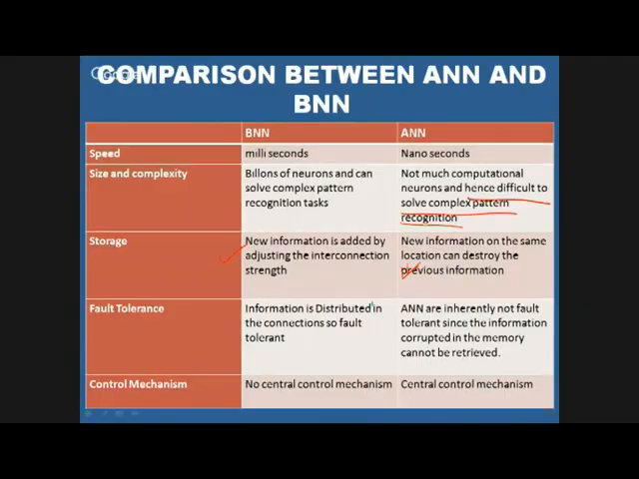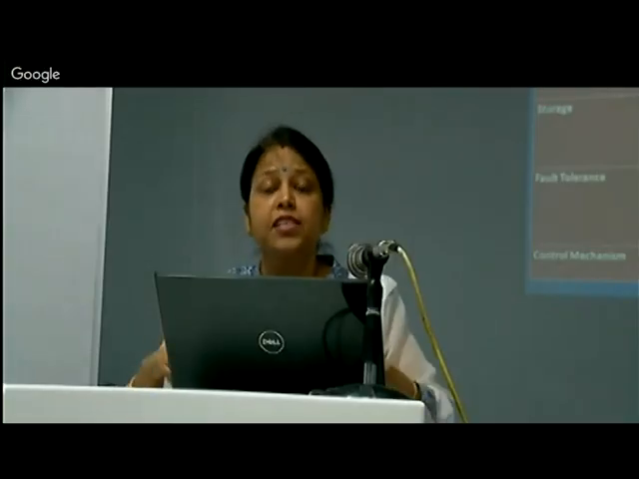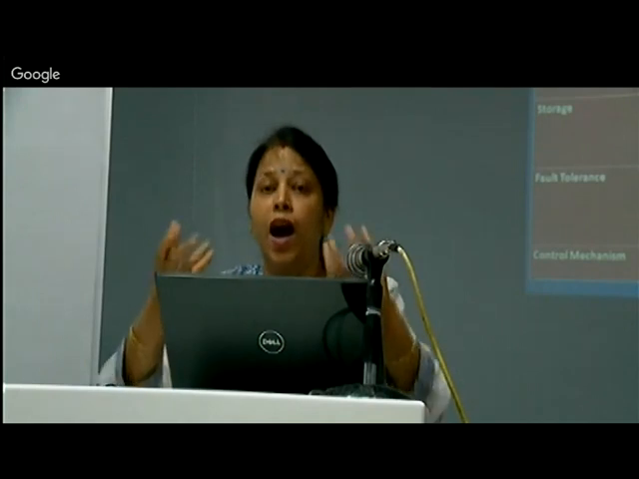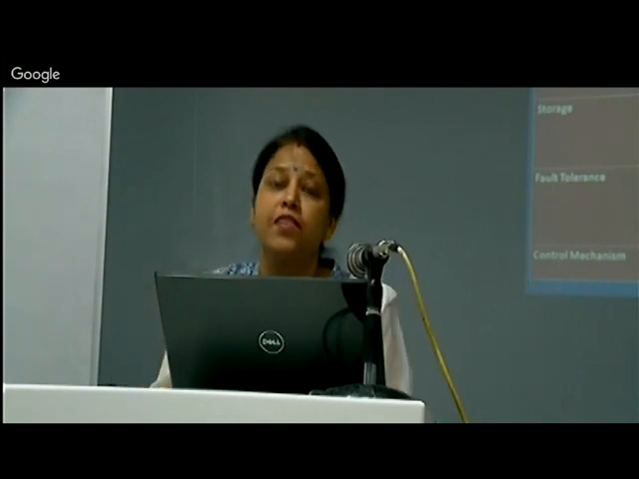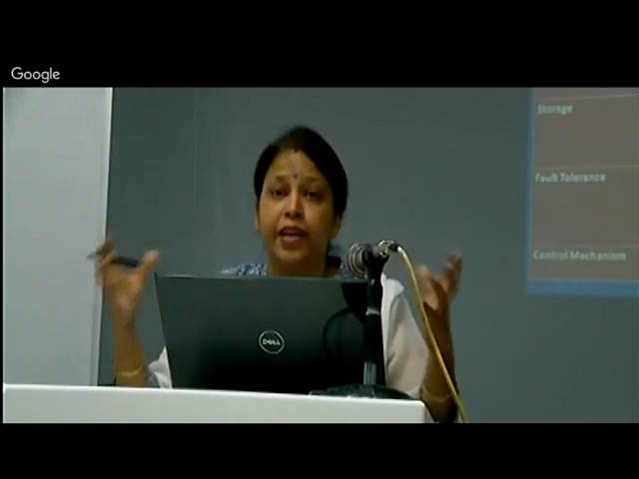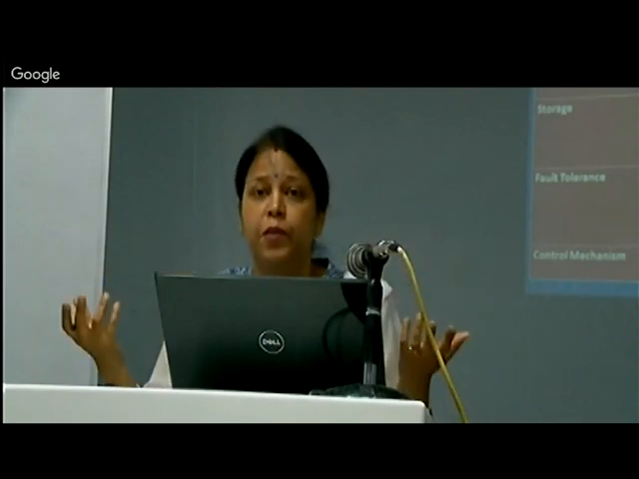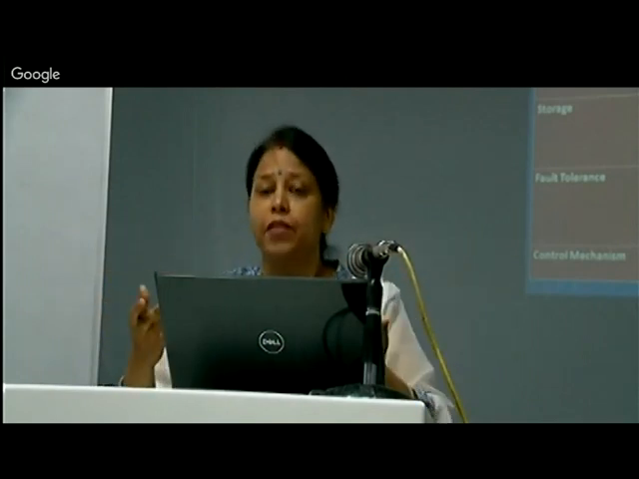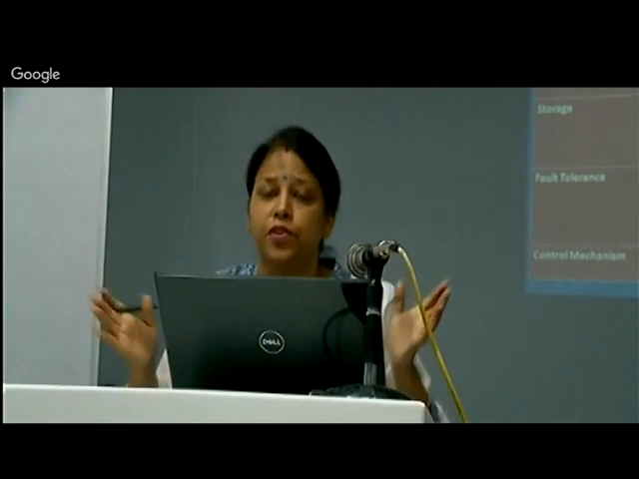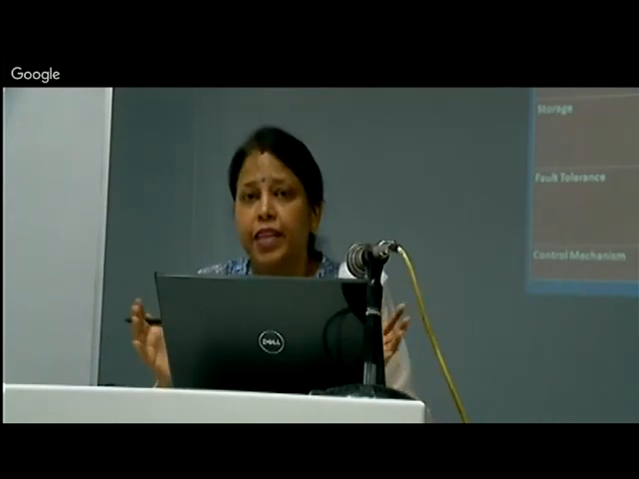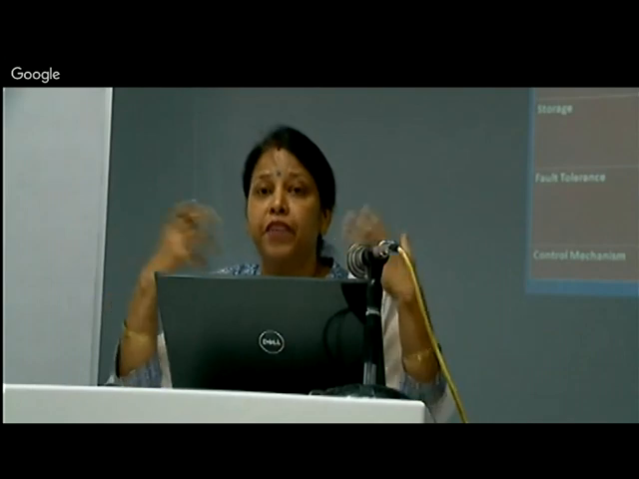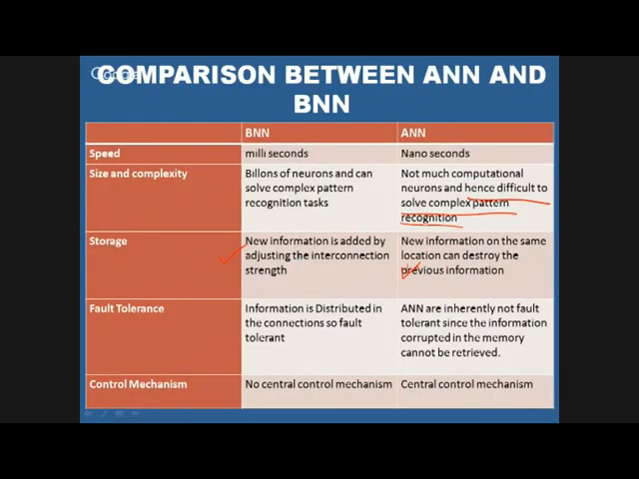But another point is that in case of the artificial neural network, the storage is of distributed type. That means you calculate the information and immediately distribute it to the other neurons who want this type of information. After that, you again update that information, and finally you distribute it to the other neurons. So the storage system is a distributed system. But definitely there is a disadvantage, that the previous information will be lost and the new information will be added. But in case of BNN, it is not.